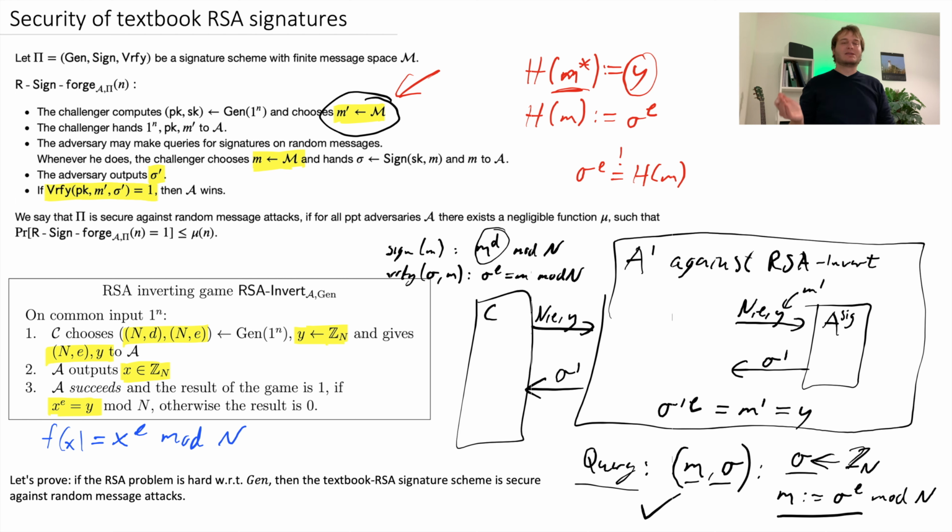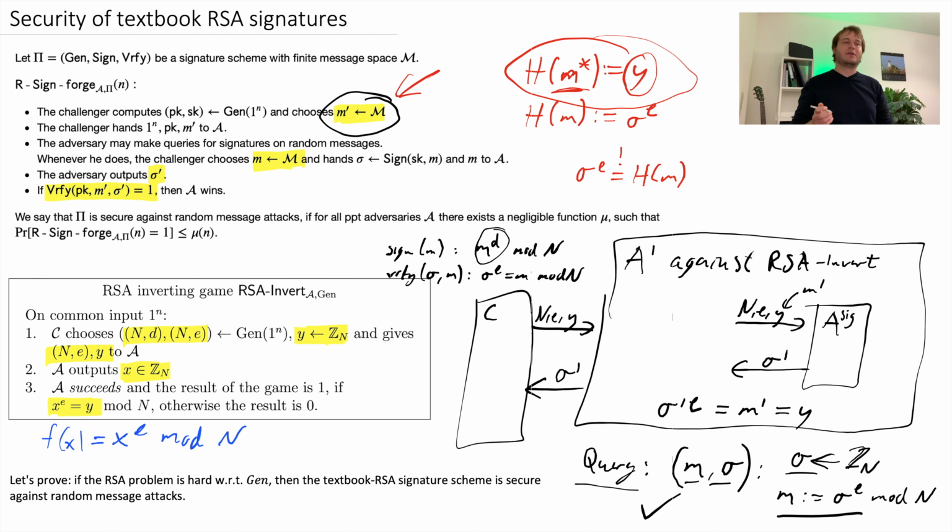But then we can do the standard index guessing stuff. So we can just guess which query to its random oracle will contain the message that it will give us a forgery for. Remember that we can just assume that it will definitely query the message before outputting the signature. So one of these queries will contain the message that it outputs a forgery for. And then for that message, we just program the random oracle.